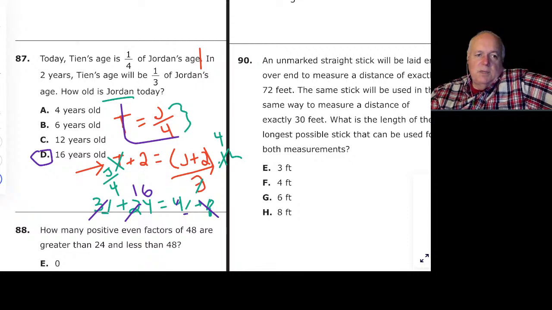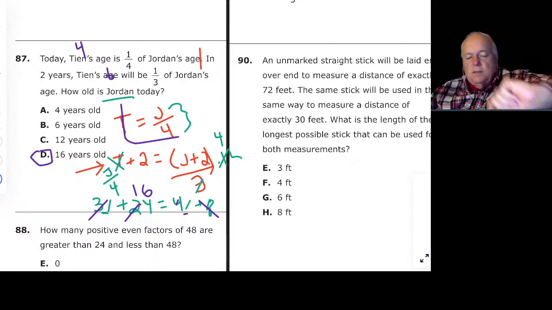In 2 years, when Tien is 6, that will be 1/3 of Jordan's age. Well, Jordan will be 18 by then, and 1/3 of that is 6. So it works out. Feed it back in. Do it slow to make sure you're not making a goof up error.